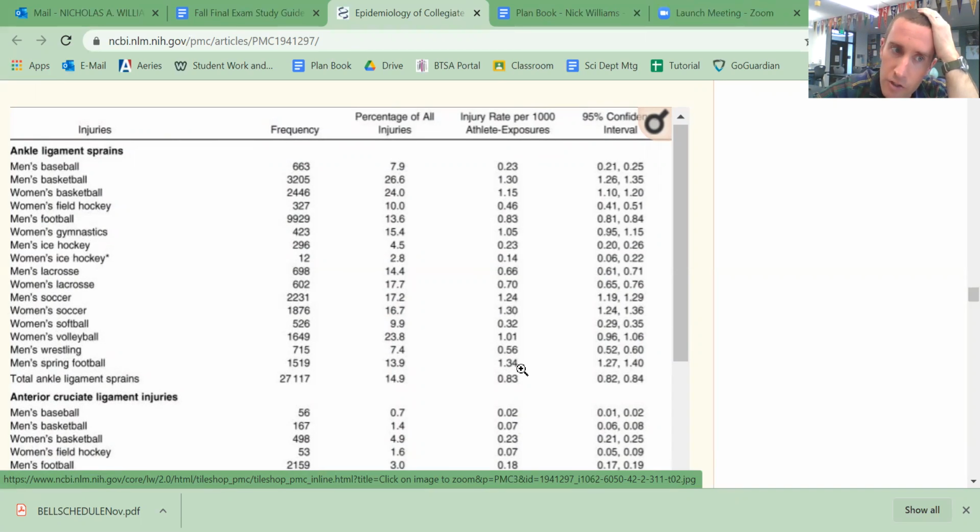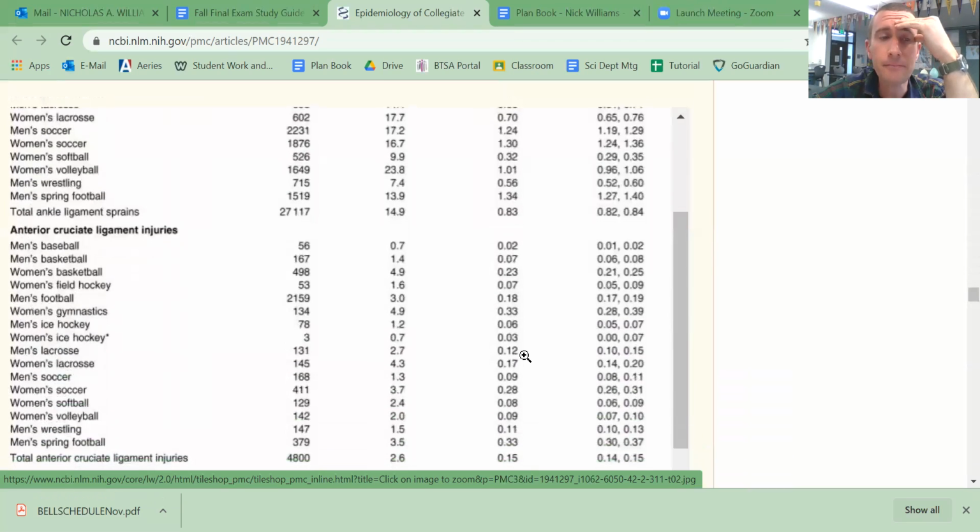Interesting. So spring football seems higher than men's football. Spring football is like off-season football, not the main season. The main season is in the fall. So I'm curious as to why spring football would have a much higher rate of ankle injuries. But so far, it seems to make sense.